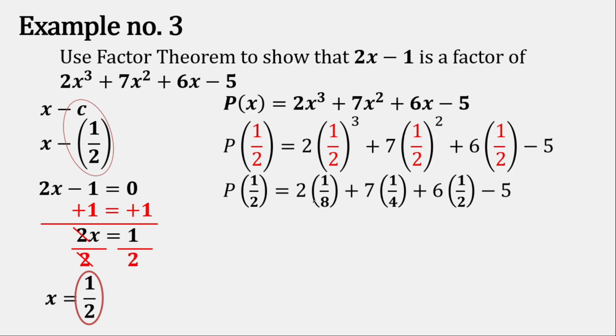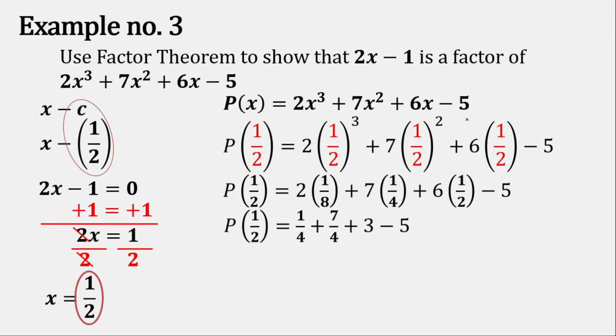Now to simplify this, we just have to multiply 2 times 1, that is 2 over 8. Now the simplest form of 2 over 8 is 1 over 4. Now 7 times 1 is 7, that is 7 over 4. Then 6 times 1 is 6 over 2. 6 over 2 is 3. That's why we have this kind of equation.